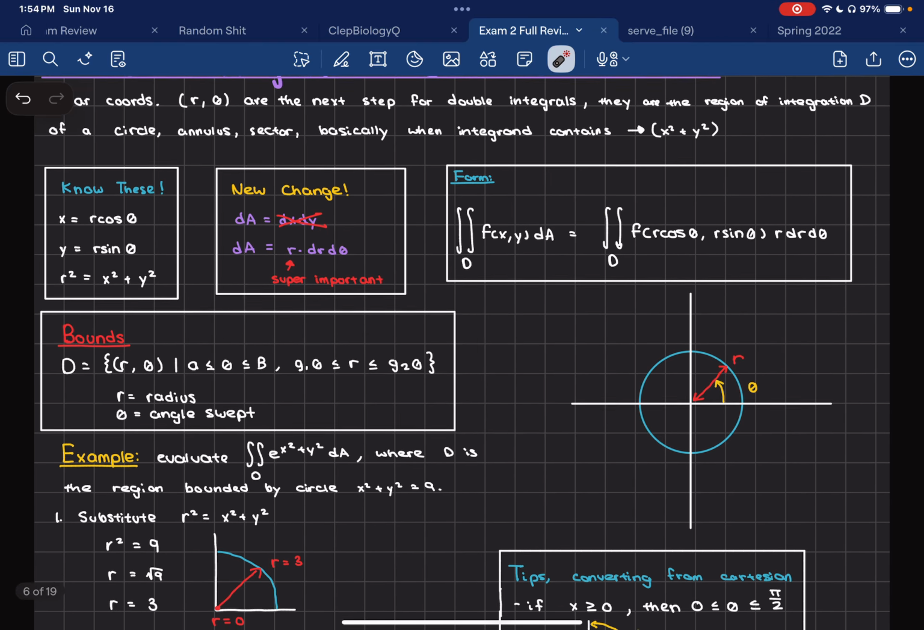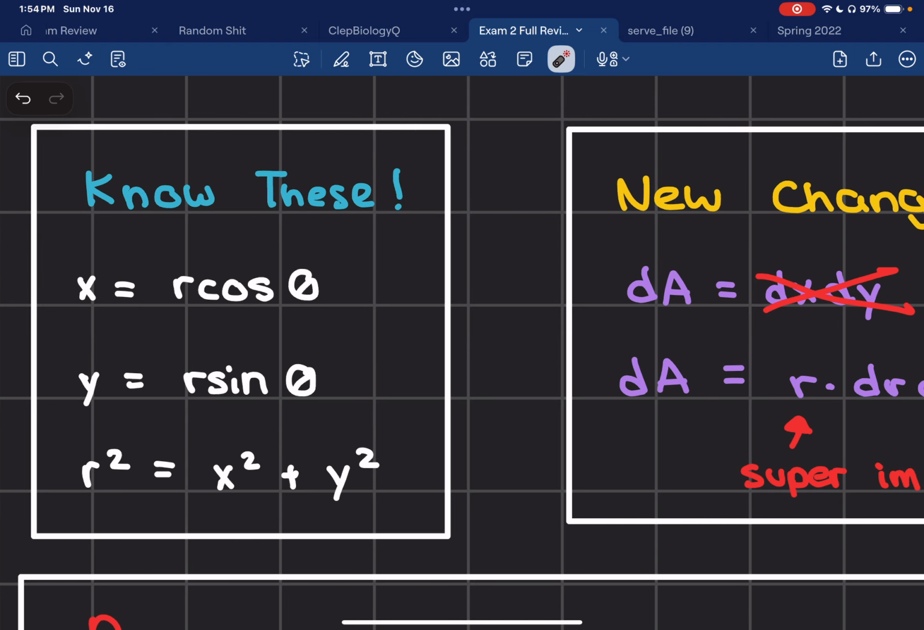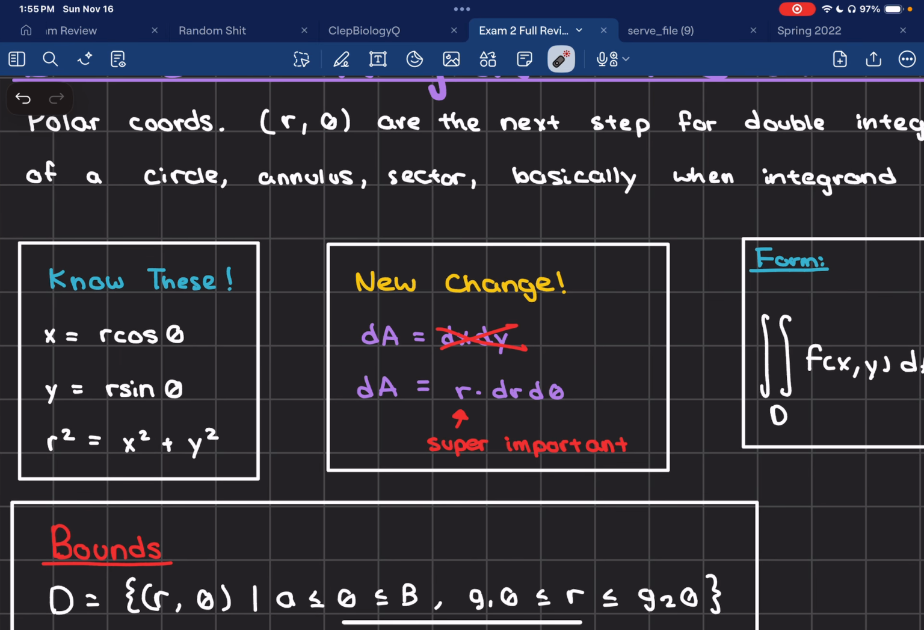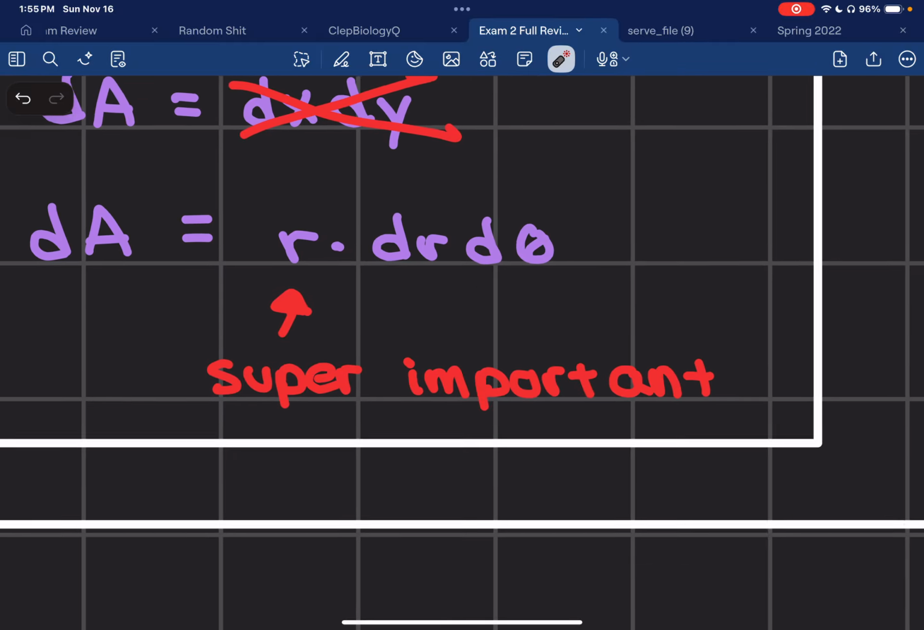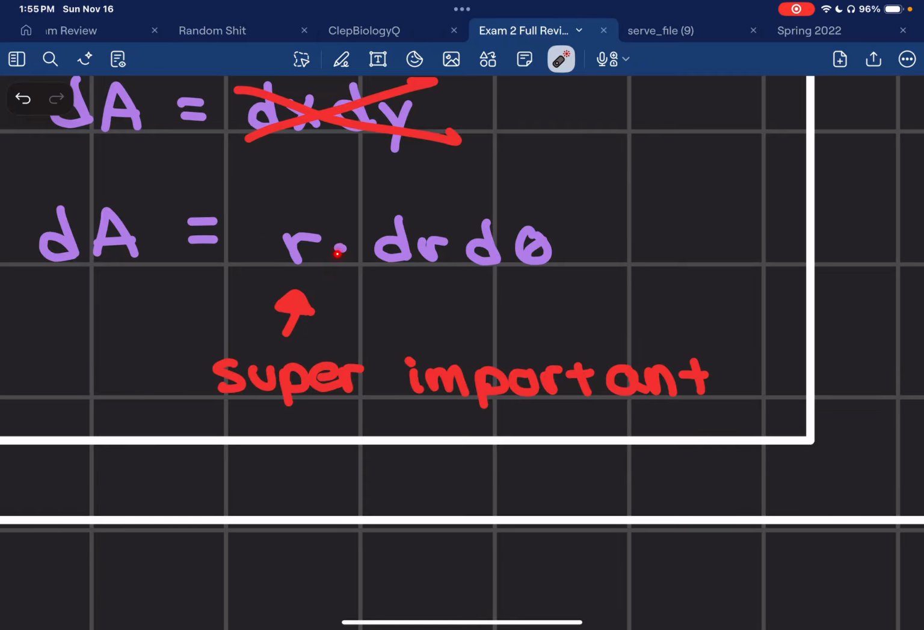So you need to know these. You need to know that x is equal to r cosine of theta, y is equal to r sine of theta, and r squared, which is going to be your radius, is equal to x squared plus y squared. So we have a new change. Remember that we had a dA. The dA area used to be dx dy, but now it's r times dr d theta. And you must remember this r right here. This r is very important.